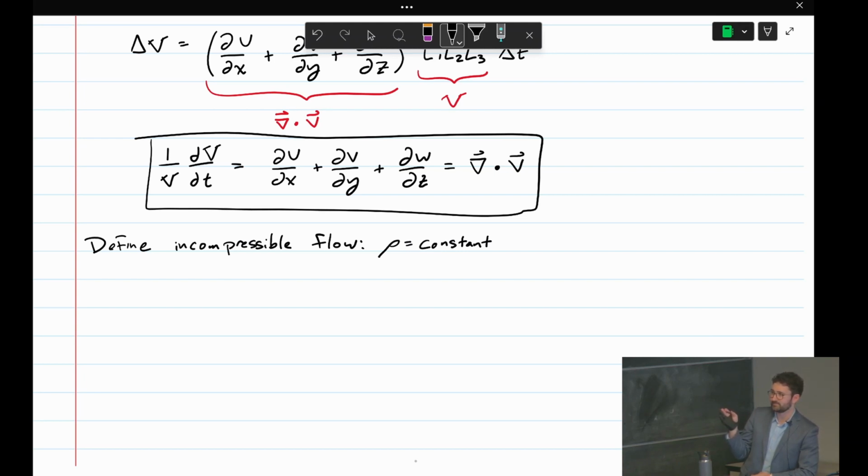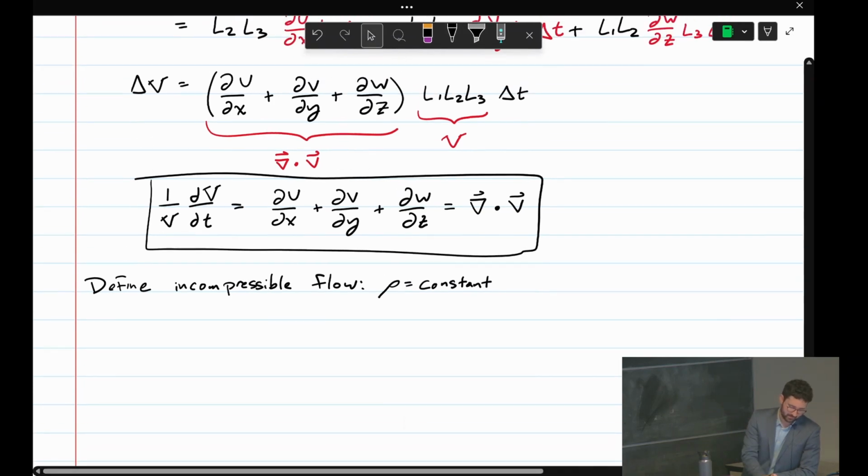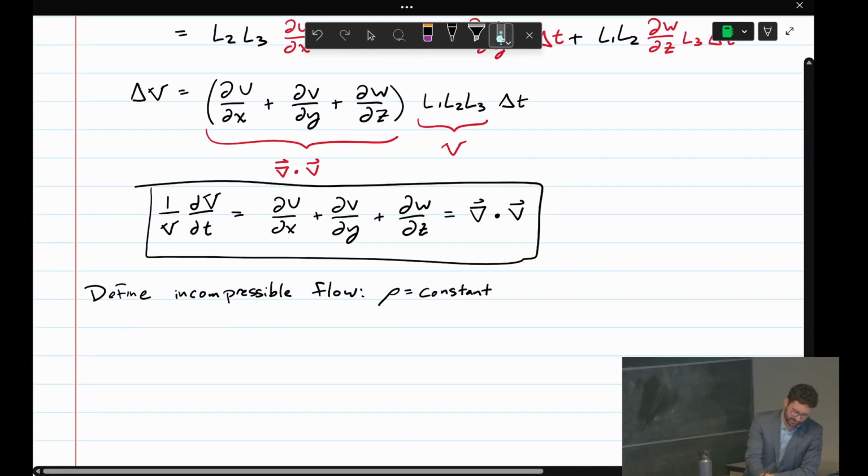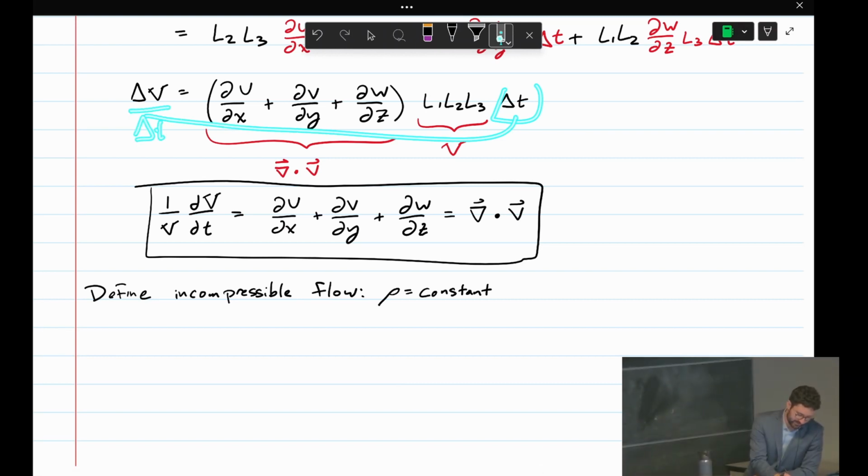Yep. Good question. Okay, so that delta t, I move it over here under, so this would be delta v over delta t, and then we just let the limits go. Yeah. So since in an incompressible flow density is constant, that means that volume and mass are basically the same variable, just differing by a single scalar.